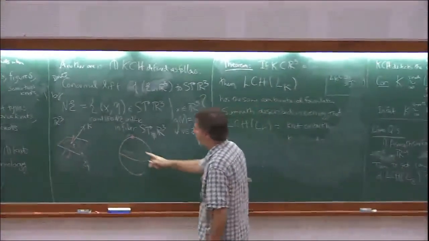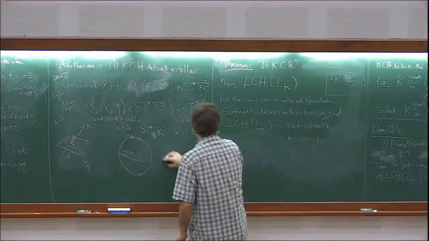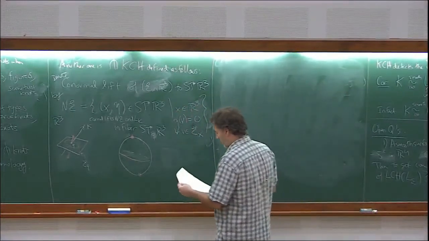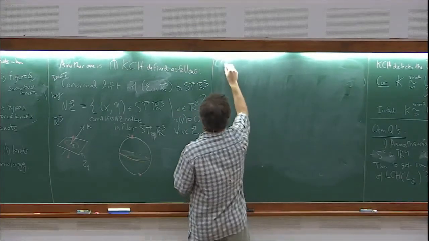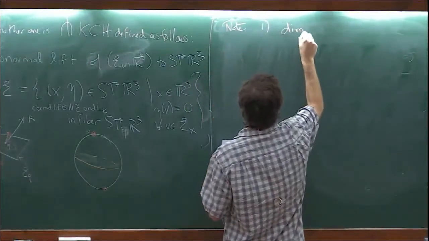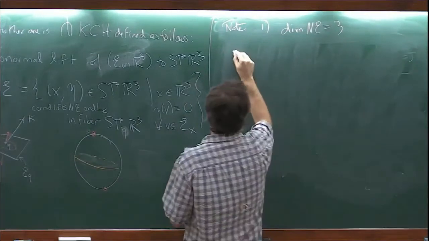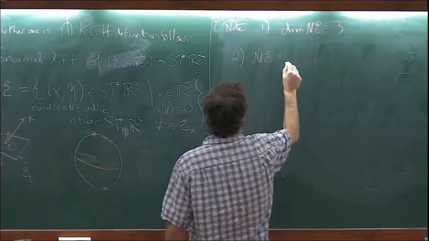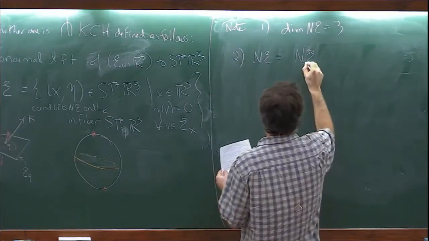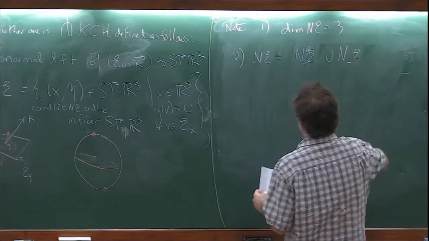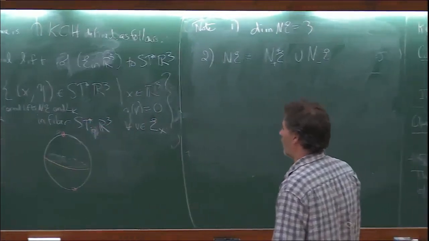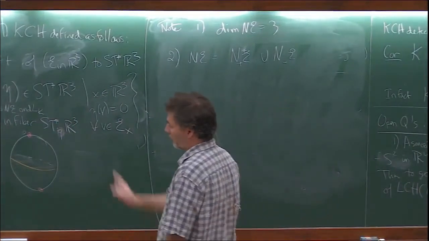Okay, so also notice that... maybe I should write that down. Note that, first of all, this is 3-dimensional, what I said. Second, NC can be written as a positive part and a negative part. So there's always going to be a north pole and a south pole because this is a co-oriented contact distribution. So there's always an up arrow and a down arrow.